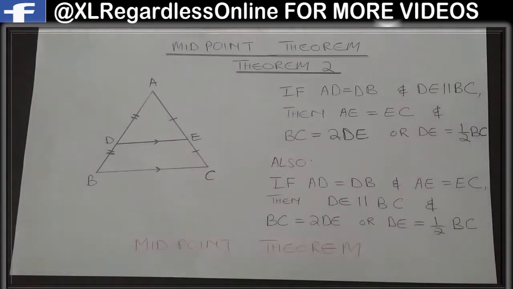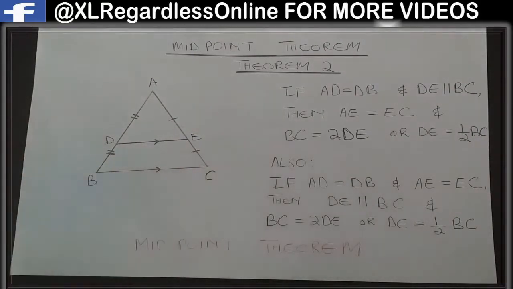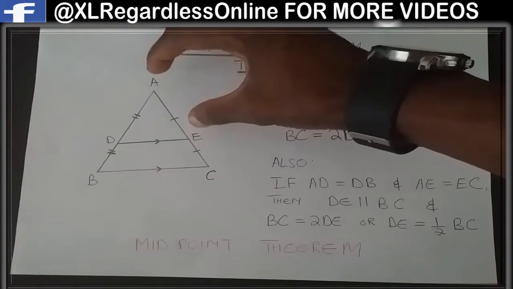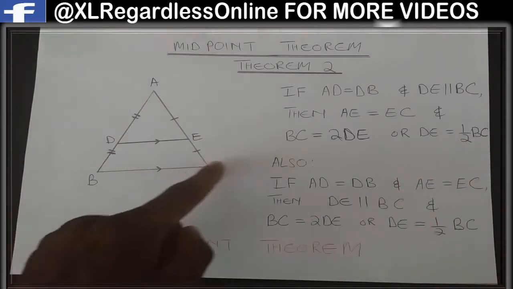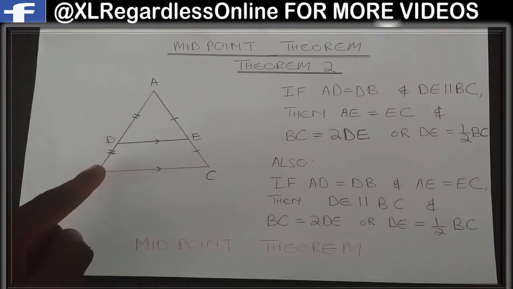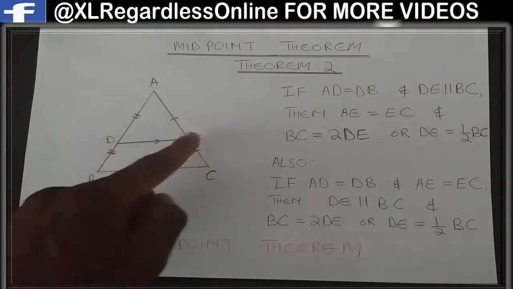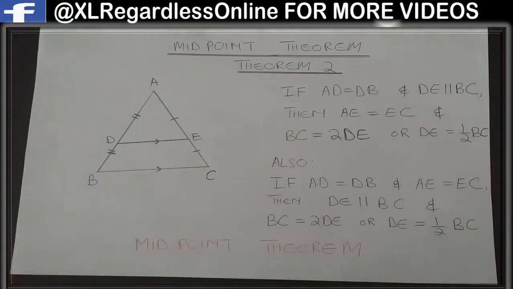In this case I'm going to use AD being equal to DB and DE being parallel to BC to explain the theorem. If that's the case, the theorem tells us that AE will also be equal to EC. That's the first thing. And another thing, we are told that this line BC is 2 times this line, or you can say this line in the middle is half of this line. So that's what the midpoint theorem tells us.